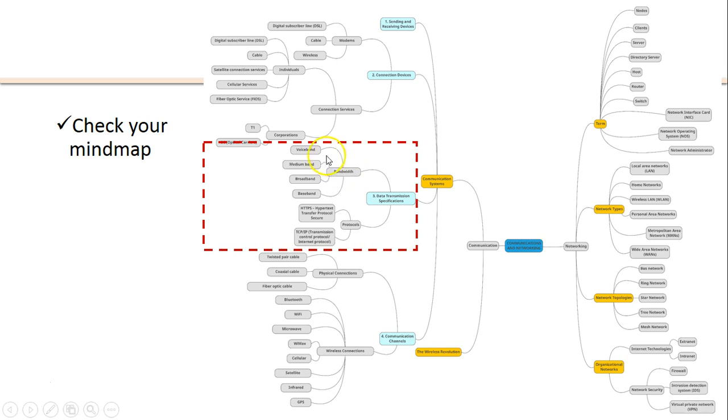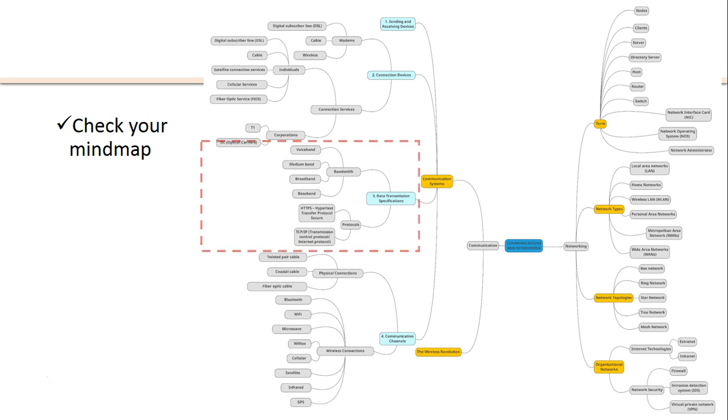In the bandwidth, we have four categories of bandwidth, which is voice band, medium band, broadband, and baseband. Whereas in the protocol, we have two types of protocol here. The most widely used are HTTPS, S stands for secure, and then TCP/IP, which divides our message into packets.